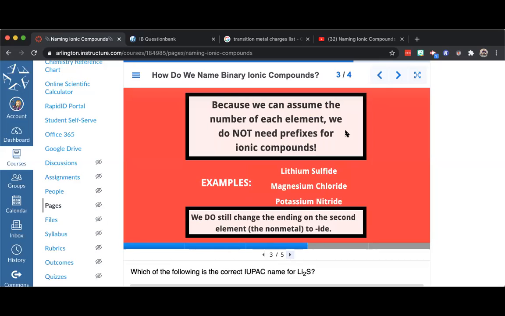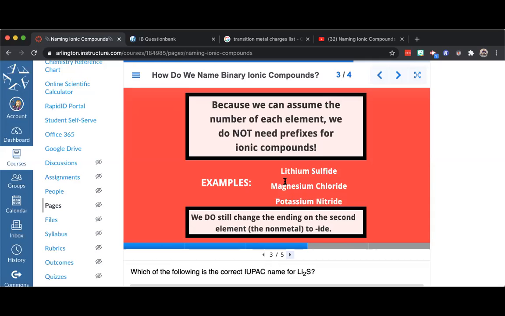So like I just said, because we can assume the number based on those charges when we did the dot diagrams, we don't need prefixes. So that one we just drew with lithium and sulfur is lithium sulfide. If I had magnesium and chlorine put together, that'd be magnesium chloride. If I put potassium and nitrogen together, it's potassium nitride. So the only thing they have in common is you still change the ending on the second element, which in this case is going to be the non-metal, not the metal. You still change the ending of that second one to IDE, but other than that, they're not the same.